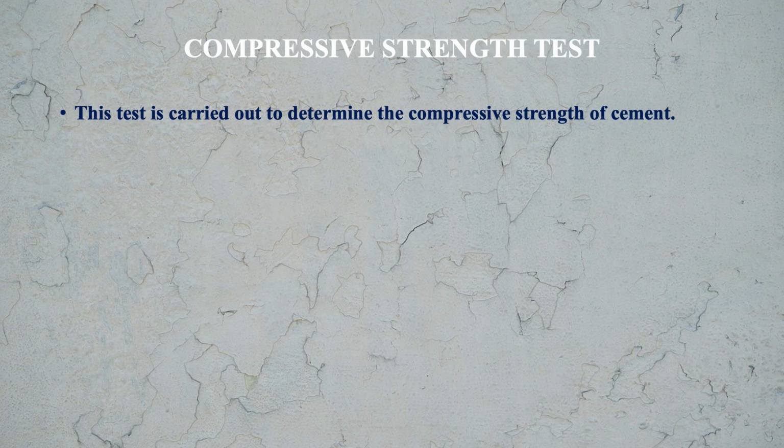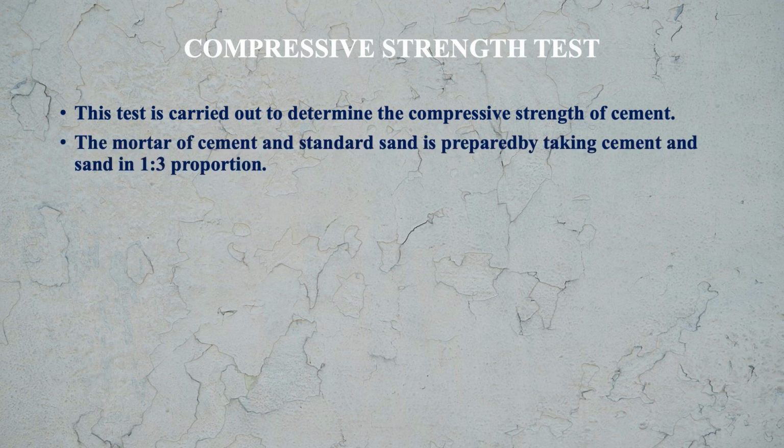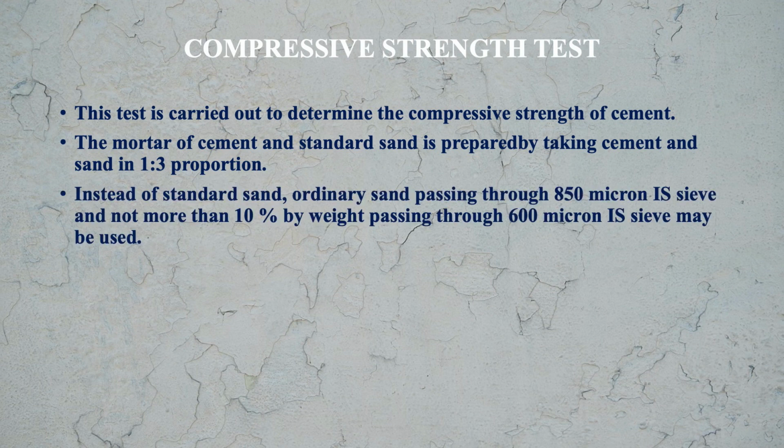This test is carried out to determine the compressive strength of the cement. The mortar of cement and standard sand is prepared by taking cement and sand in 1:3 proportion. Instead of standard sand, ordinary sand passing through 850 micron IS sieve and not more than 10% by weight passing through 600 micron IS sieve may also be used.